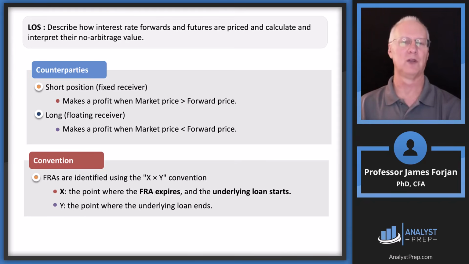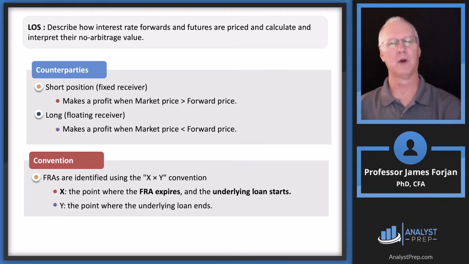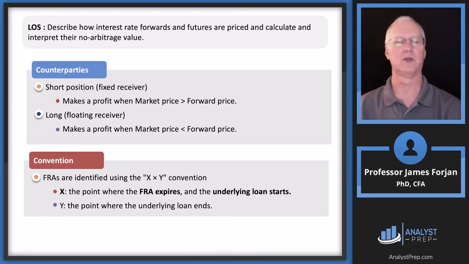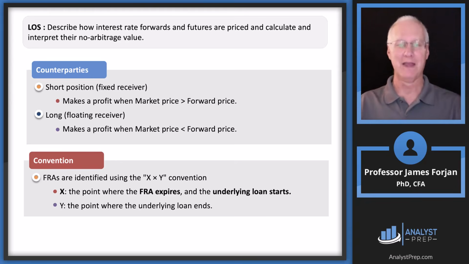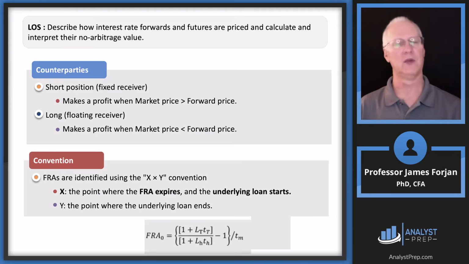So look at those 2 bullet points inside of the embedded bullet points. Short position makes a profit when the market price exceeds the forward price. Long position makes a profit when the market price is below the forward price. The FRAs are identified using the X times Y convention. X is the point where the FRA expires. So there's the derivative, and then the underlying loan starts, and Y is the point where the underlying loan ends.